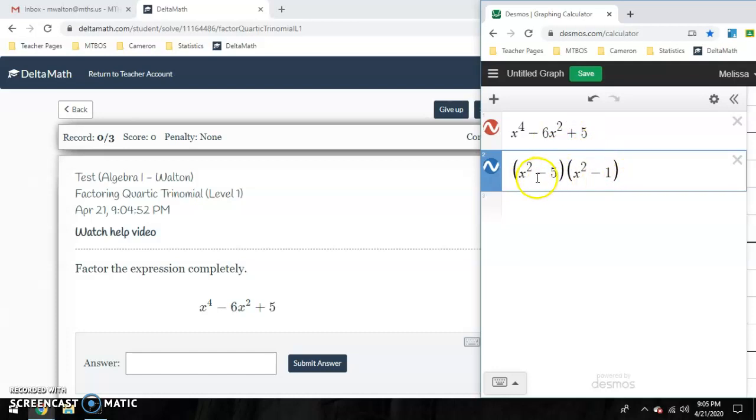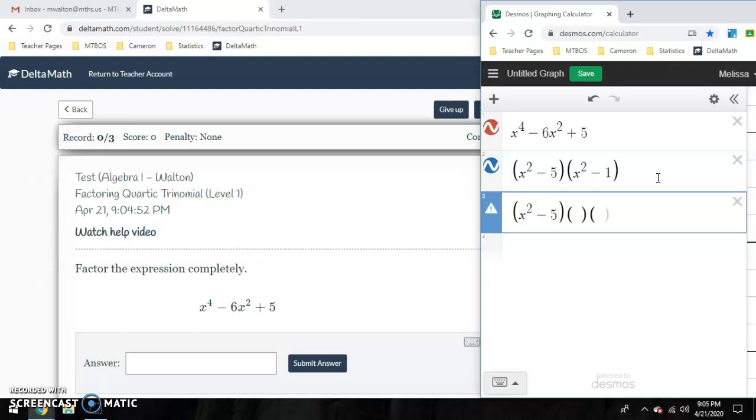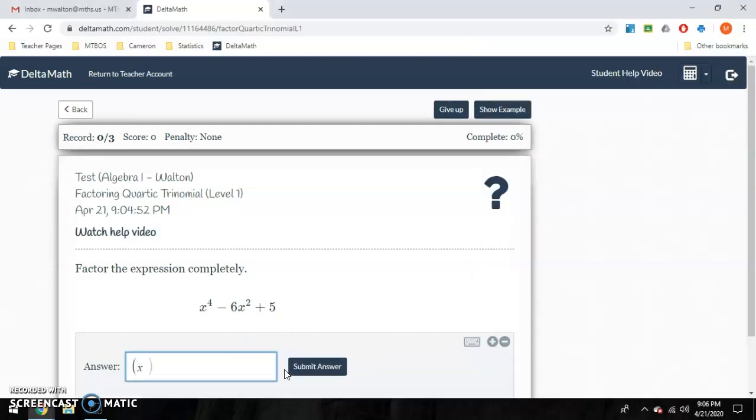And then from here, we're looking to see if either of these is a perfect square where we can keep on factoring. And sure enough, this right here, that is a difference of two perfect squares. So my x squared minus 5 will stay the same. But if I have x squared minus 1, that is x and x, and negative 1, I'll have a positive 1 and a negative 1. So that's a real quick review of the problems from yesterday.